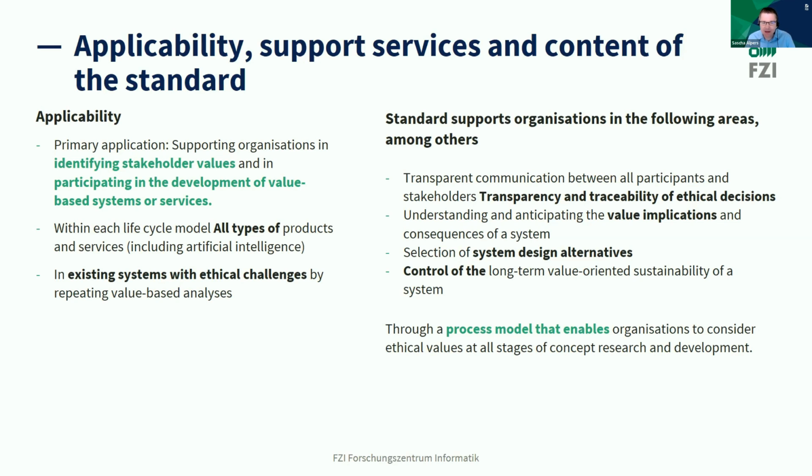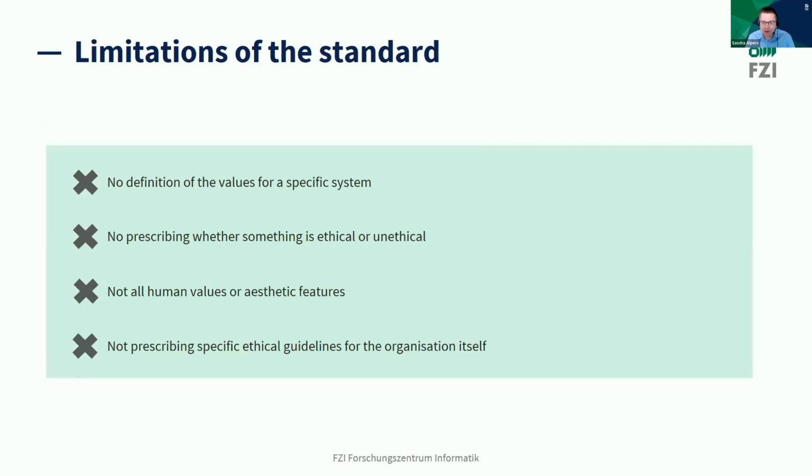So the IEEE standard therefore describes a procedure model that enables organizations to do that. Of course, the standard does not solve all problems. Some limitations of the standard are that there is no definition of the values for a specific system. The idea of the IEEE standard is that they describe a procedure model to discuss it, but they do not give you the ethical values you should respect. They describe how you could find them. So therefore, they do not describe whether something is ethical or unethical. That's the decision in the procedure model or the decision you have to take.